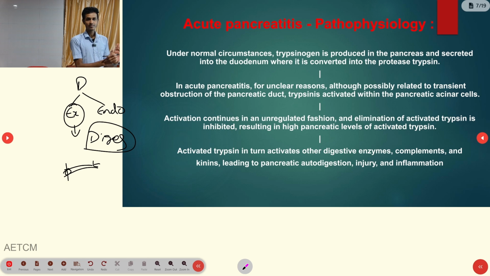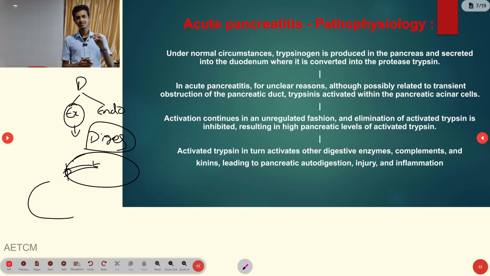So when the outflow is affected, what will happen? That enzyme has a digestive action. So whenever that happens, it will start digestive function in the pancreas itself. Actually, that juice is secreted in the pancreas, carried through the duct, and drained into the duodenal part. In the duodenum, it will be activated.